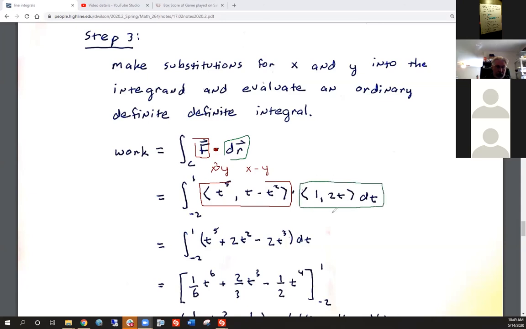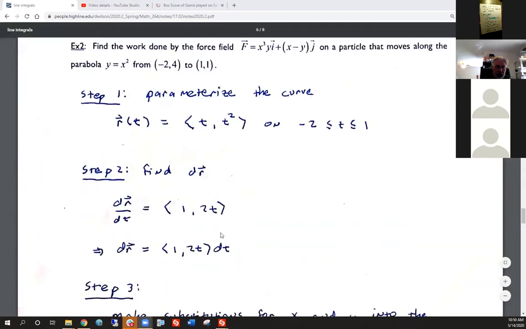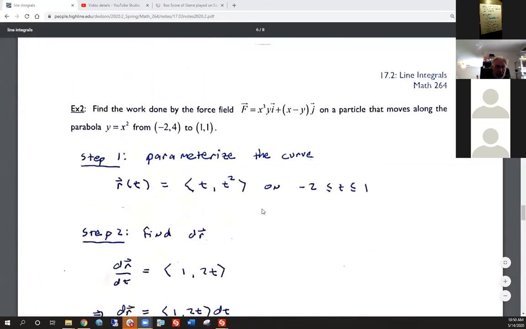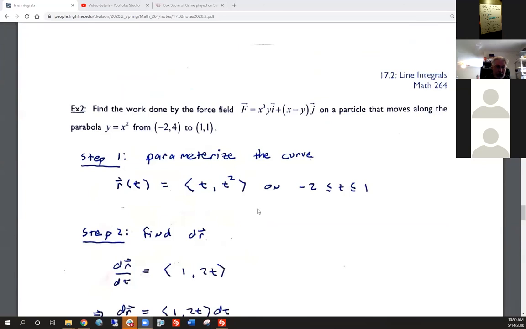I'm a little confused on the substitution part for t. Like up in step 2, I think. Right here? Step 1, sorry. The other two. Okay. So why does y equal x squared turn into t squared?